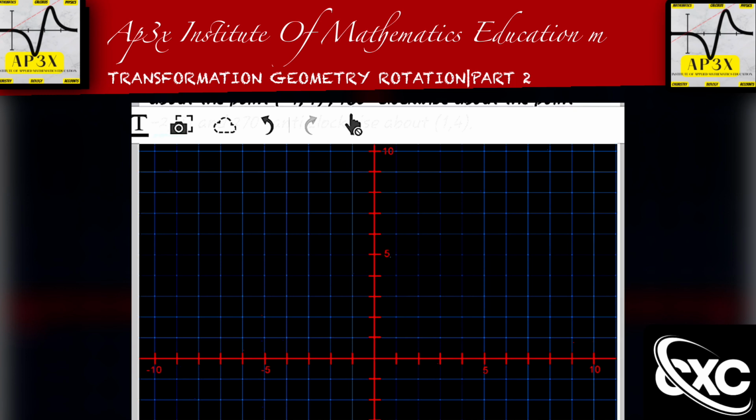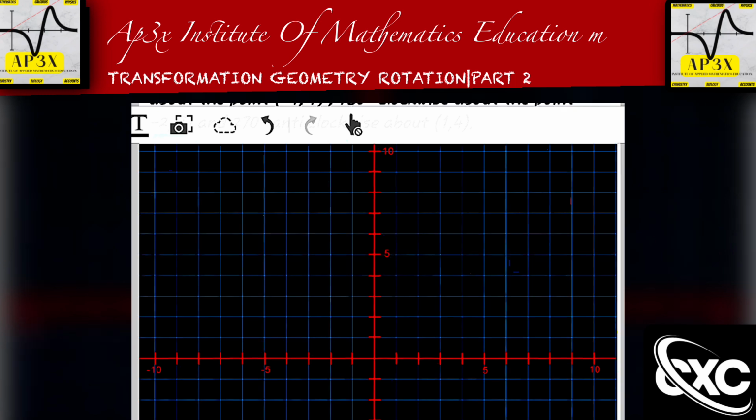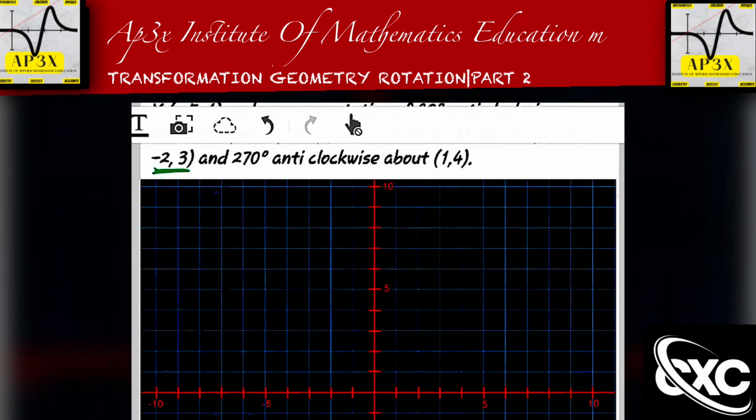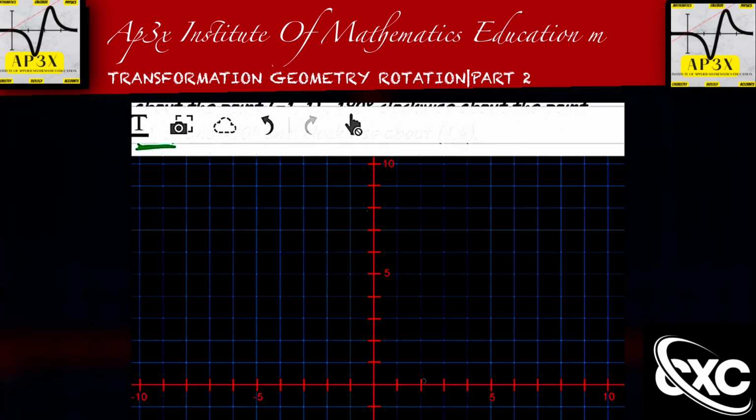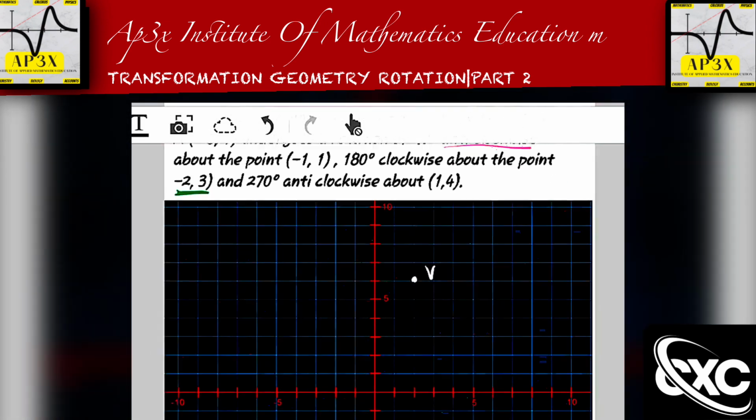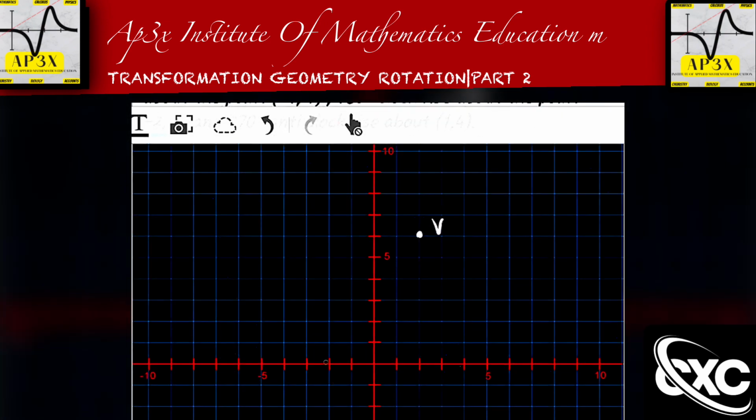All right, let's go ahead and plot back our original points. Our original points were 2, 6. So let's say 1, 2, 1, 2, 3, 4, 5, 6. That's right here. And that's going to be our V. And then, of course, now we have negative 5, 1. So that's going to be 1, 2, 3, 4, 5. I'm going to go up 1. So that's going to be our X.